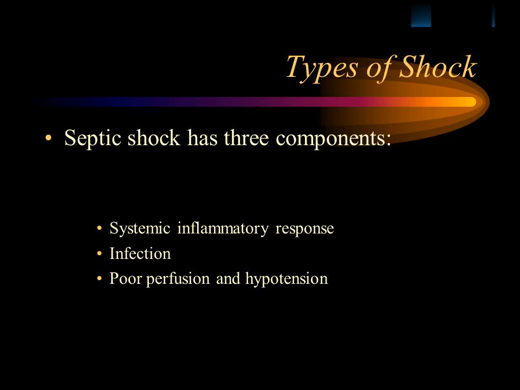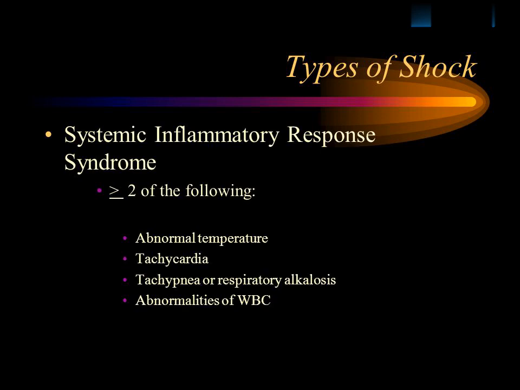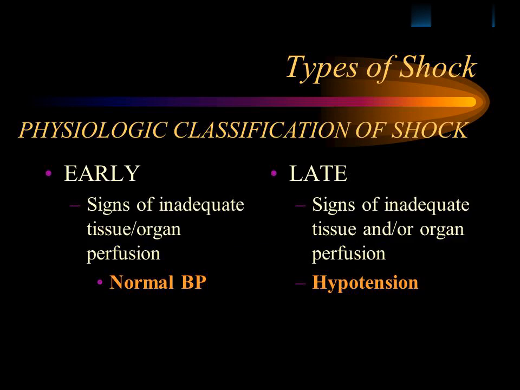Systemic inflammatory response. Infection. Poor perfusion and hypotension. Types of shock: systemic inflammatory response syndrome. Greater than 2 of the following. Abnormal temperature. Tachycardia. Tachypnea or respiratory alkalosis. Abnormalities of WBC.